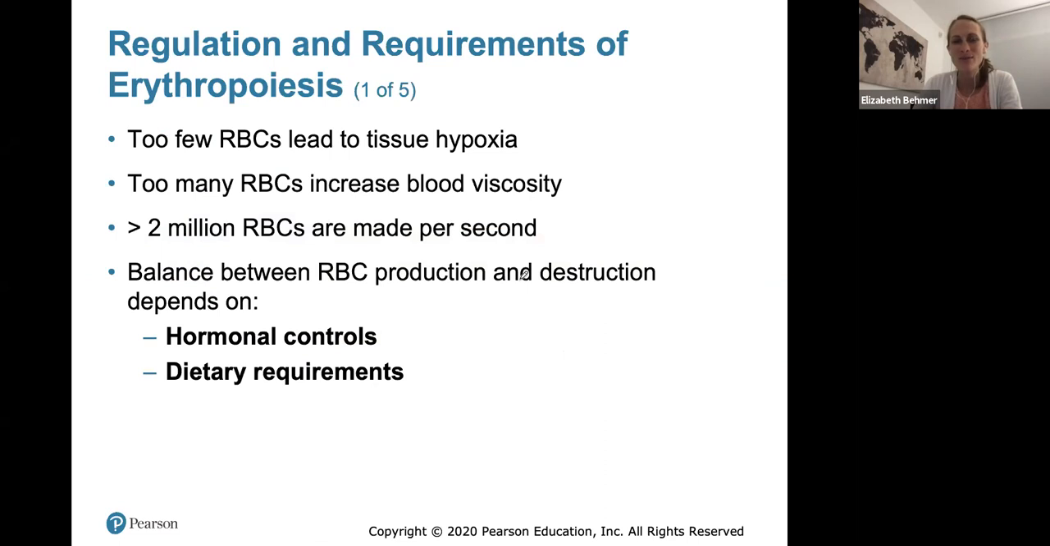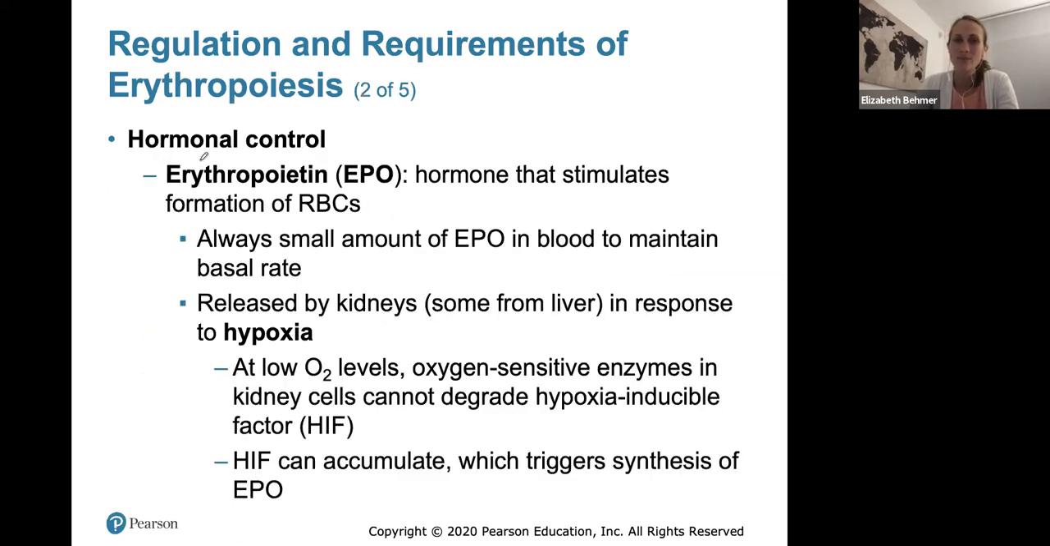A couple of regulation and requirements for erythropoiesis. If you have too few red blood cells, that can lead to tissue hypoxia, meaning too little oxygen is delivered to your tissue. Too many red blood cells can increase blood viscosity, meaning it'll make it stickier and thicker. So you really need to regulate the number of red blood cells that are in your blood. More than 2 million red blood cells are made per second, and the balance between red blood cell production and destruction depends on hormones and dietary requirements as well.